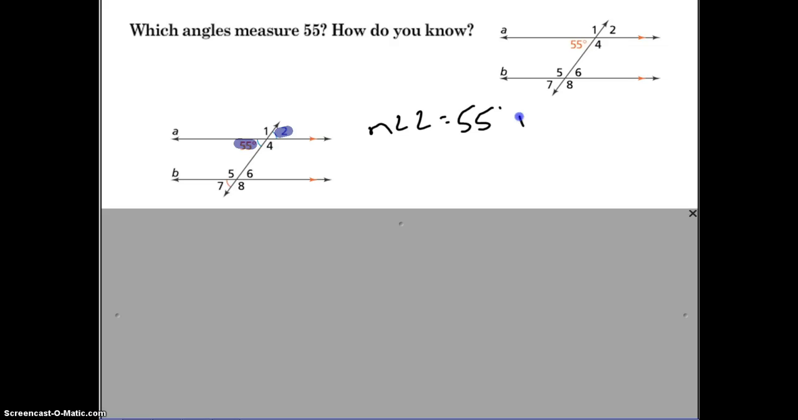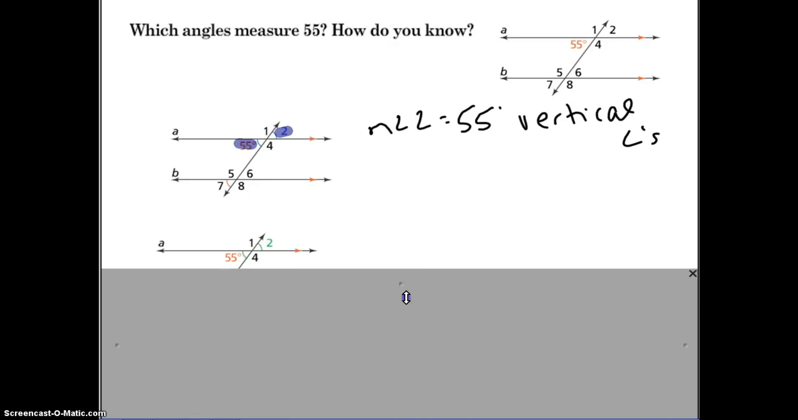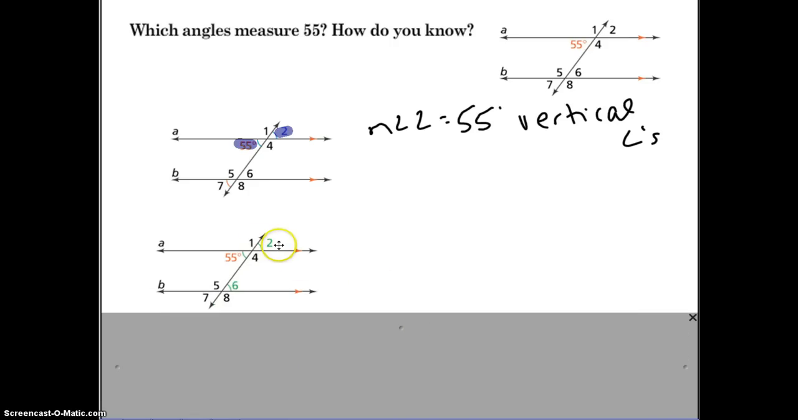And how do I know? Well, they're vertical. So vertical angles. All right, now let's see what else do we have. How can I go from angle 2 to angle 6? Alright, 55 can go to angle 2, and then angle 2 can go to angle 6. So in turn, I know that the measure of angle 6 is also 55 degrees. And what type of angle pair is angle 2 and angle 6? Well, those are corresponding angles. And those are also going to be congruent.